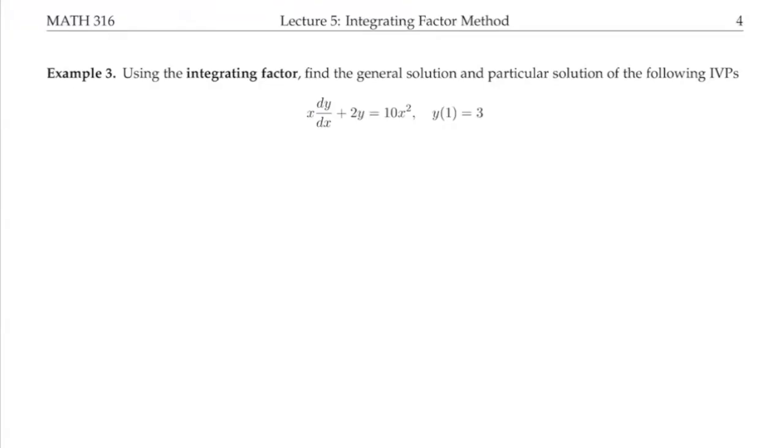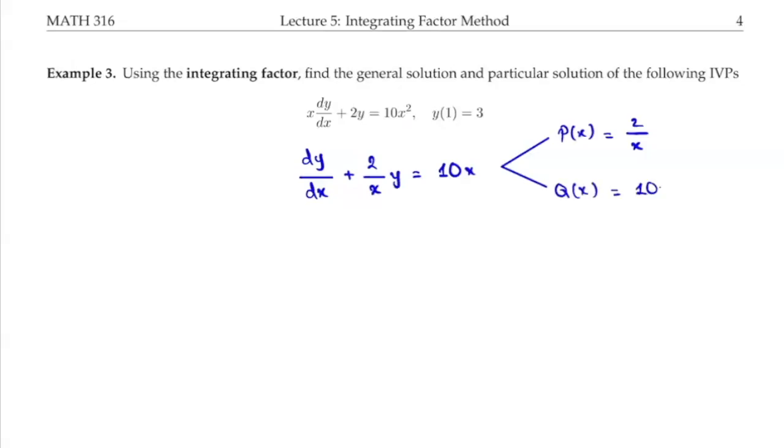So that is, you divide both sides by x. From the given differential equation, you divide both sides by x to get dy/dx plus 2 over x times y equal to 10 times x. Okay. Now from here, you can identify that p of x is equal to 2 over x and q of x is equal to 10 times x.